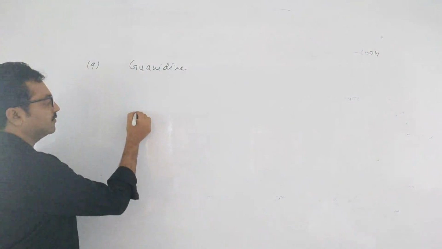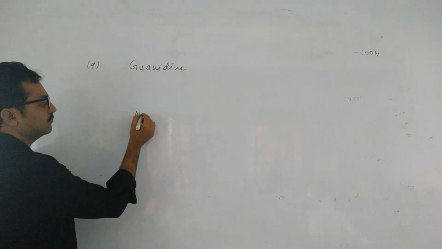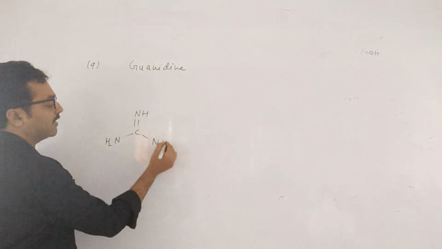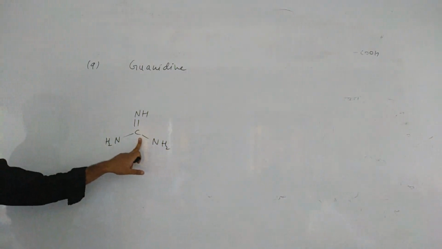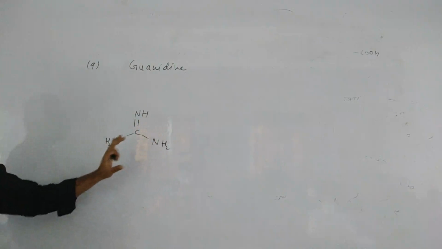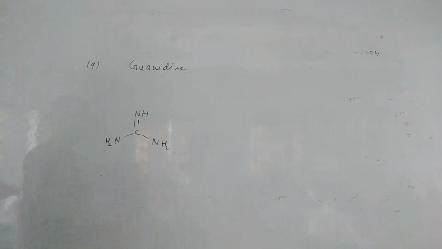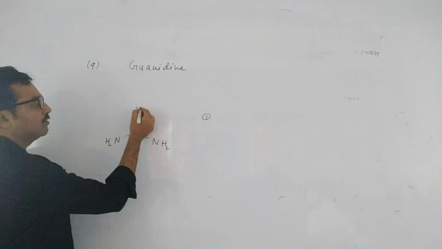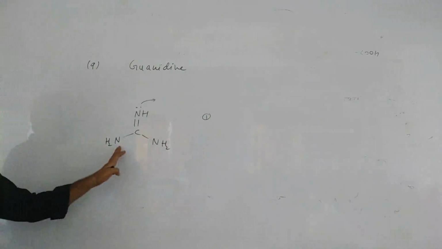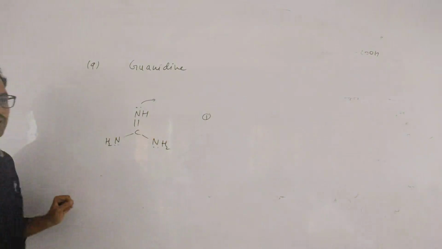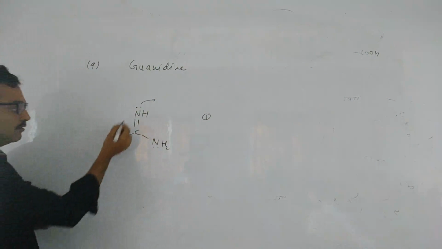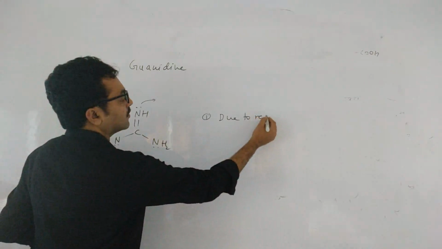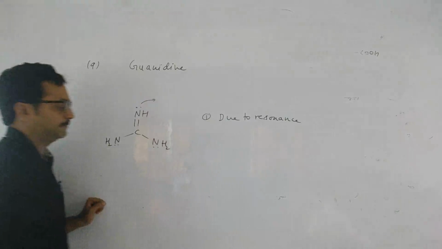So what is that structure? NH2, NH double bond C, NH2, NH2. So here two types of nitrogens will be present: one nitrogen connected by single bonds and a double bonded nitrogen. So this is called the guanidine nucleus. This is more basic because of two reasons. First reason, this lone pair is in resonance with the two NH2 groups. Because this NH2 and this NH2 both are in resonance, due to resonance it will give the lone pair easily.